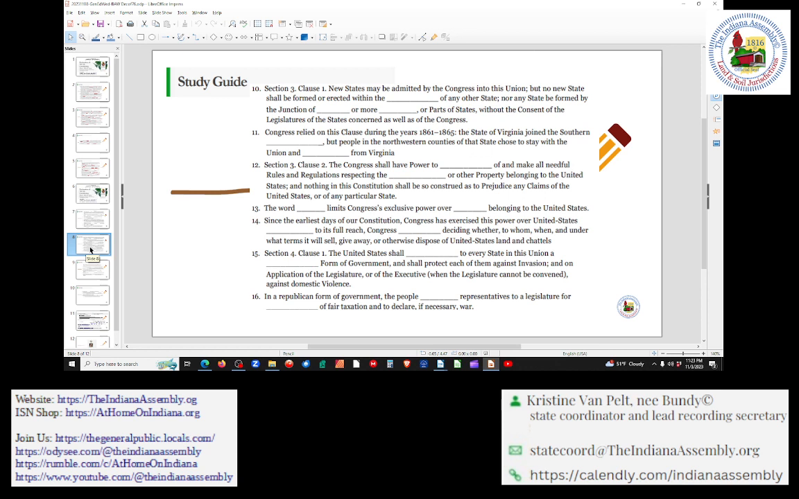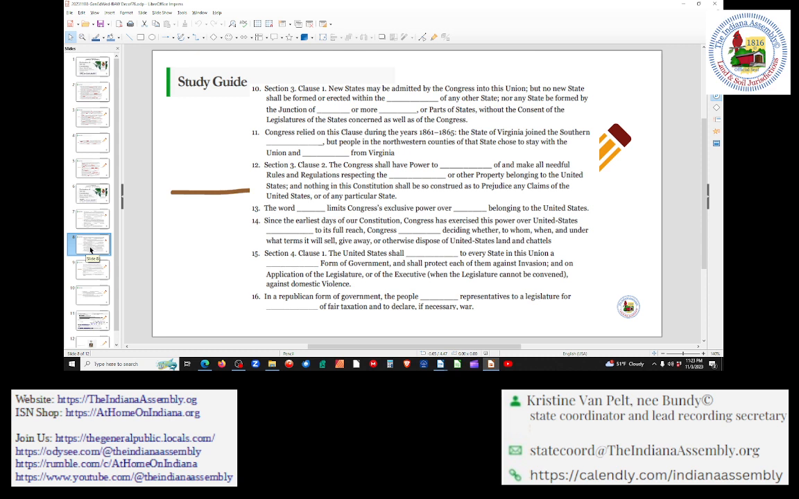Number 10, Section 3, Clause 1. New states may be admitted by the Congress into this union, but no new state shall be formed or erected within the blank of any other state, nor any state be formed by the junction of blank or more blank or parts of states without the consent of the legislatures of the states concerned as well as of the Congress.